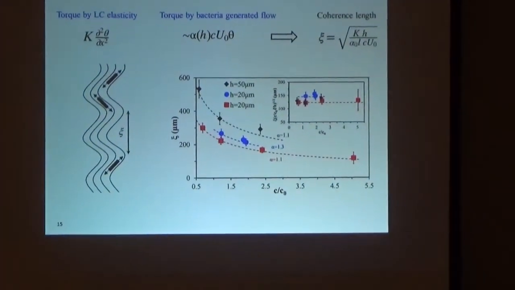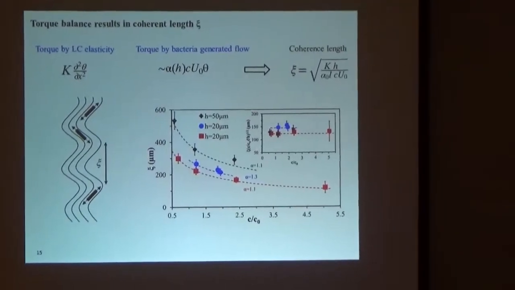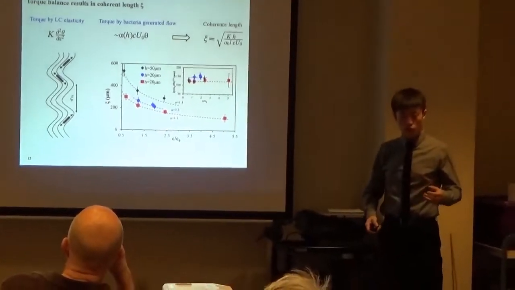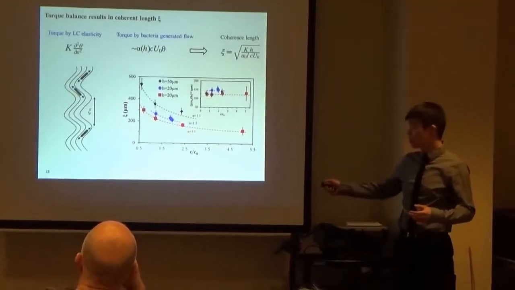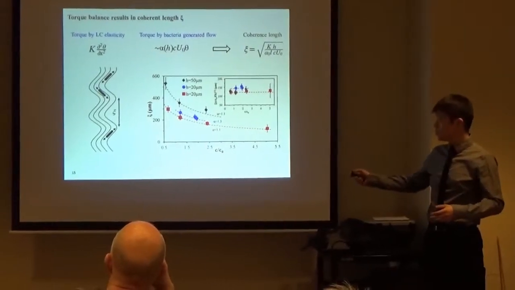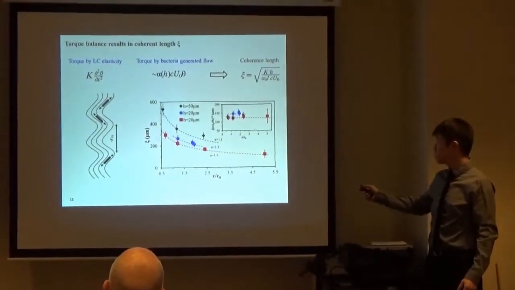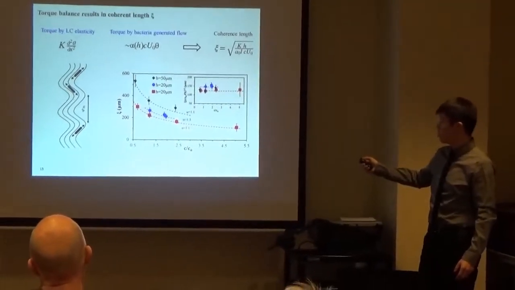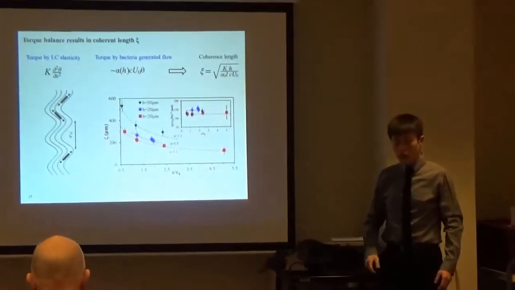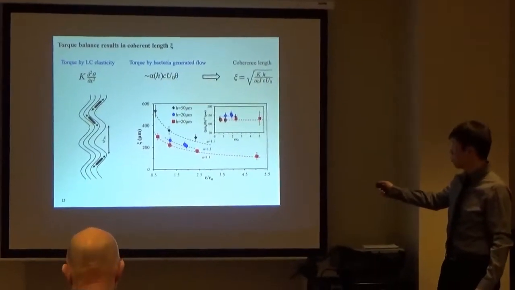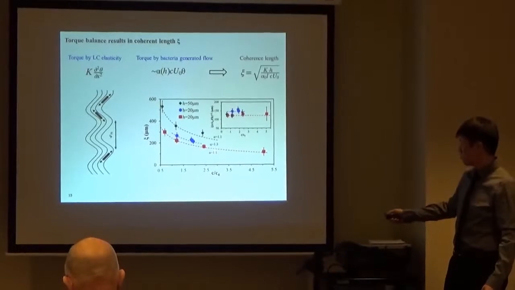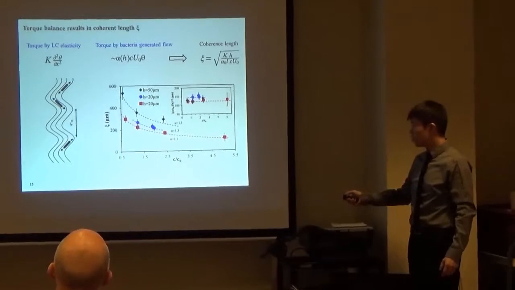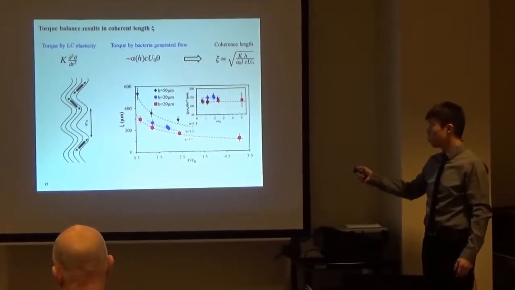We built this simple model by balancing the torque generated by the bacterial flow, this term here, and the torque generated by the distorted liquid crystal. The balance of these two gives us a coherent length psi, which is proportional to the square root of K over activity, basically. We can tune this amount of activity by bacterial concentration. So we conducted the experiment shown just before at different conditions. Then we found that they more or less follow our simple model.